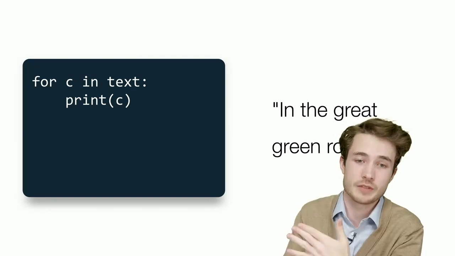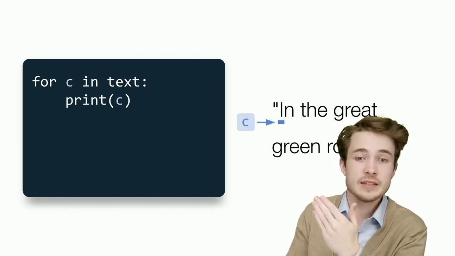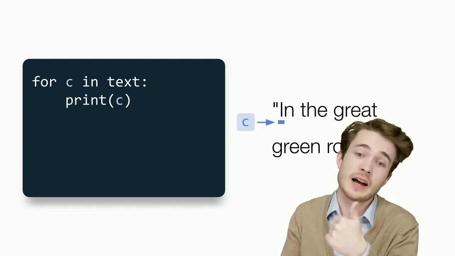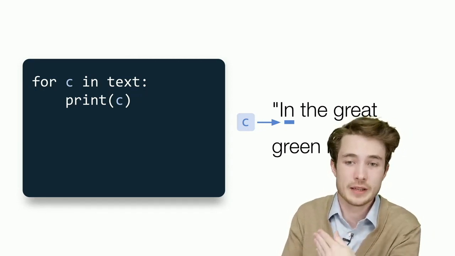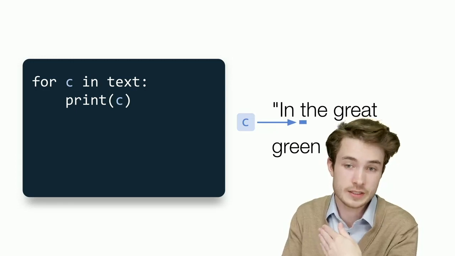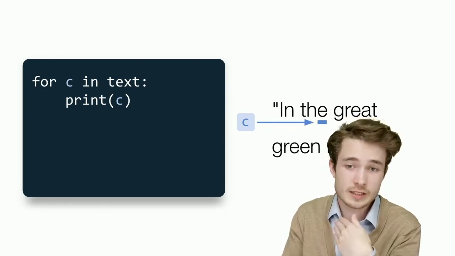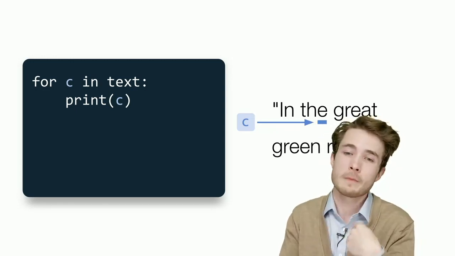So for example, let's say I run this code. I would see that c gets that very first character in text, like the I. On the next iteration, c will get that next character, N, and then the space, and then the T, and then the H, and then the E. And this will keep going and going and going all the way through our string.